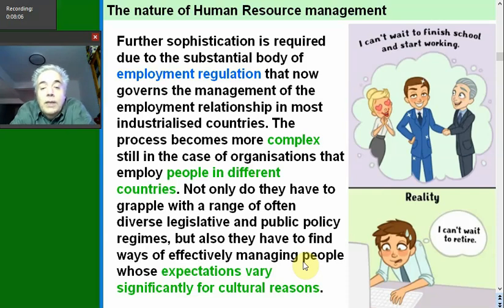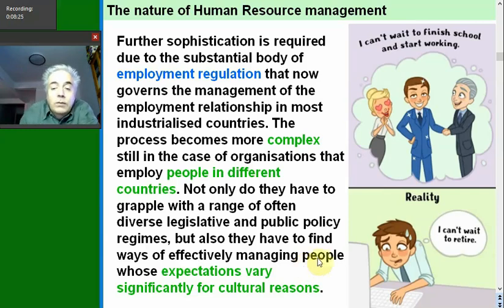The process becomes more complex still in the case of organizations that employ people in different countries. So maybe you're an international company. Now you have employees in two different countries and they have different laws and regulations on how to deal with employees. And this has become more complex in that situation.